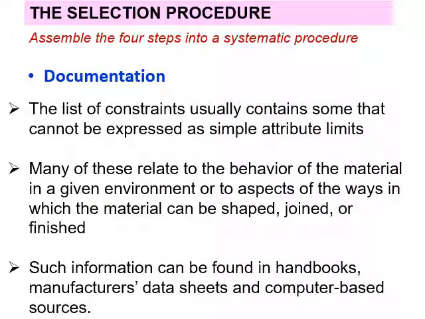Next is the documentation. The list of the constraints usually contains some that cannot be expressed as simple attribute limits. Many of these relate to the behavior of the material in a given environment, or to aspects of the ways in which the material can be shaped, joined, or finished. Such information can be found in handbooks, manufacturers' data sheets, computer-based sources, and many more.